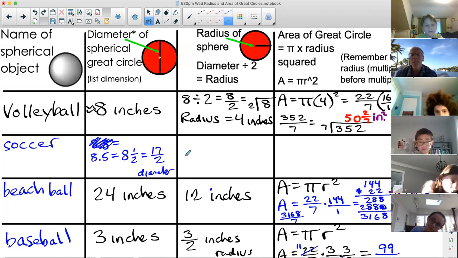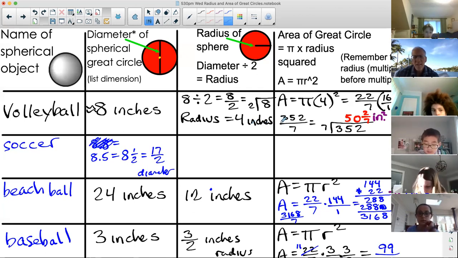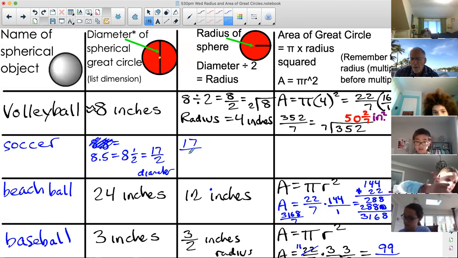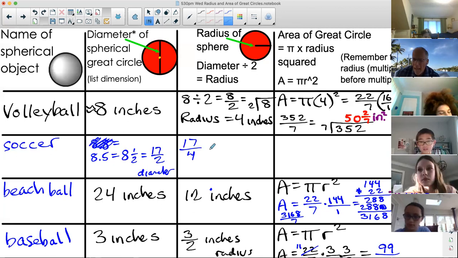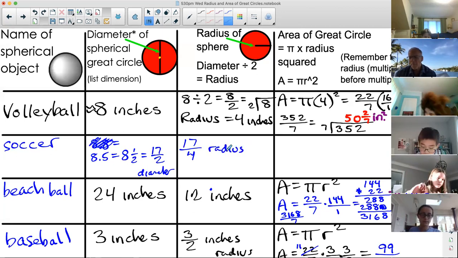Now, this one is really cool. It's really cool. 17 fourths. Say again, Rafa. 17 fourths. And Rafa is correct. All you have to do is double the denominator and it cuts the fraction in half. This is the radius of a soccer ball.